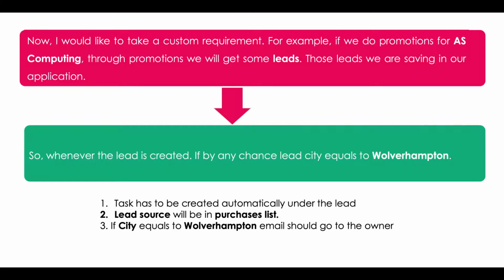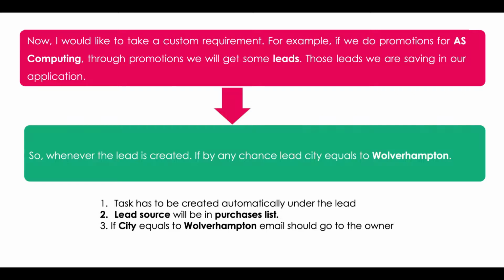Up to now, we created a task manually. But here the requirement is if lead city equals Wolverhampton or so and so city, the task has to be created automatically. So the second requirement is whenever the lead has been created, if city equals Wolverhampton, automatically this lead source should be in purchase list. What is meant by the lead source? The lead source is the source from which the lead is generated. It can be from email or it can be from web lead.